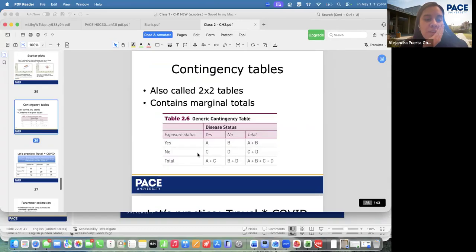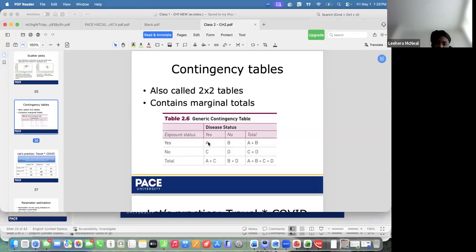Okay, my favorites, contingency tables. What is A? A is they were exposed and got the disease. Yes, perfect. So then B are exposed but did not get the disease. C are those who were not exposed but still got the disease. And D, those who were not exposed and did not get the disease.